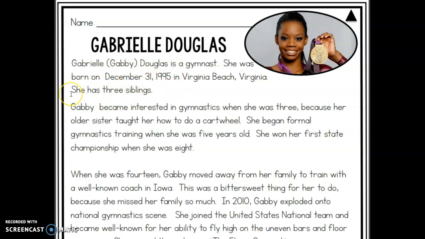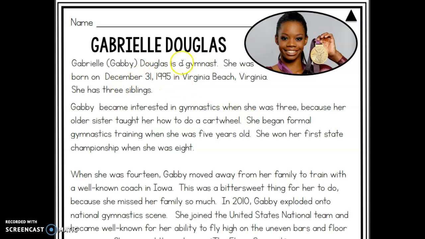Gabby became interested in gymnastics when she was 3 because her older sister taught her how to do a cartwheel. She began formal gymnastics training when she was 5 years old. She won her first state championship when she was 8. So instead of using the transition phrases that we're used to, like first, next, then, we have specific times, dates, and ages that let us know when the next event is occurring.